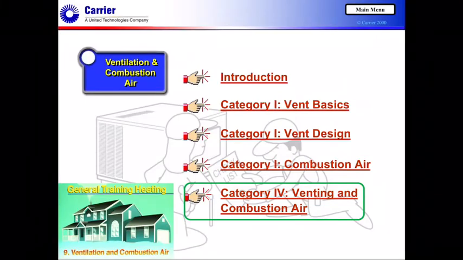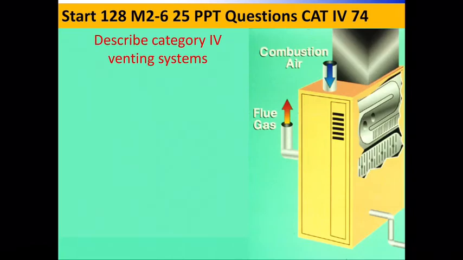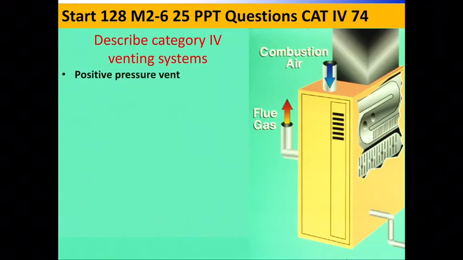All right, I'd like to go through a little bit on some category 4 venting and combustion air for those types of appliances. So this particular PowerPoint goes through the questions, or has a set of questions that's associated with them. That's number 25 for category 4 vent systems. So let's take a look at them.